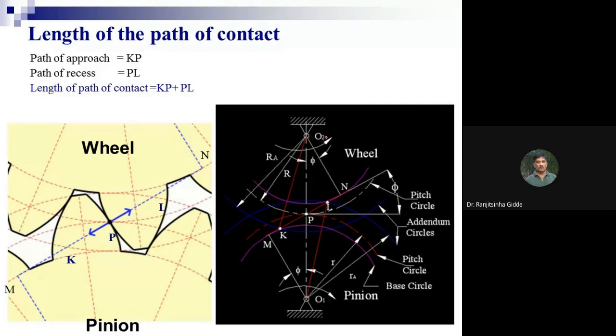For the other case, if we show the wheel as the driver, then this is as it is, this is also as it is, but this will become K and this will become L in the opposite direction. So KP and PL. Basically, depending upon which one is the driver, KPL or LPK from the other side will be decided.